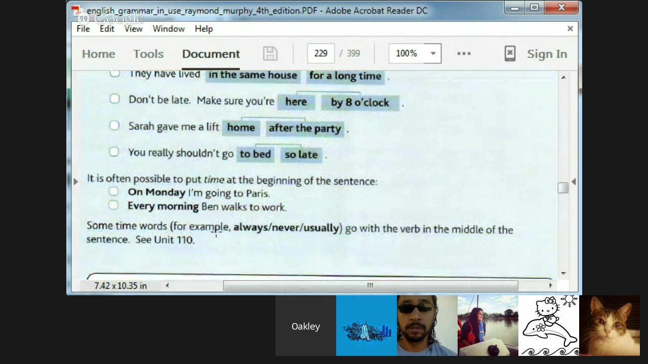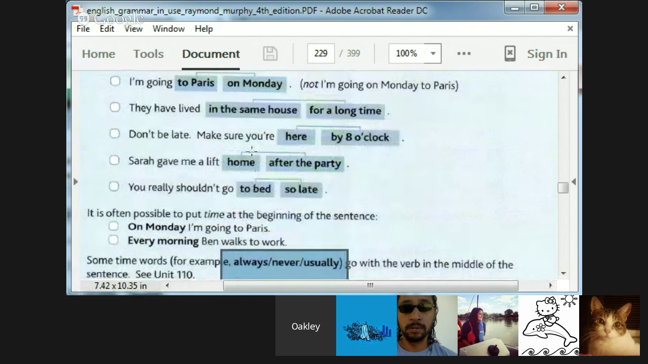Some time words, especially words that show duration, like always, never, usually, go with the verb in the middle of the sentence. We'll look at that probably tomorrow, actually. We're going to look more carefully at adverbs, specifically, tomorrow.